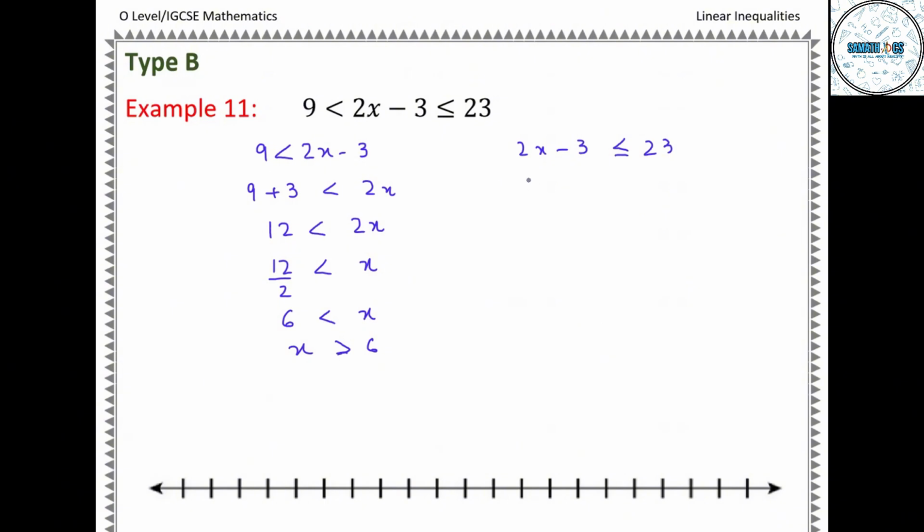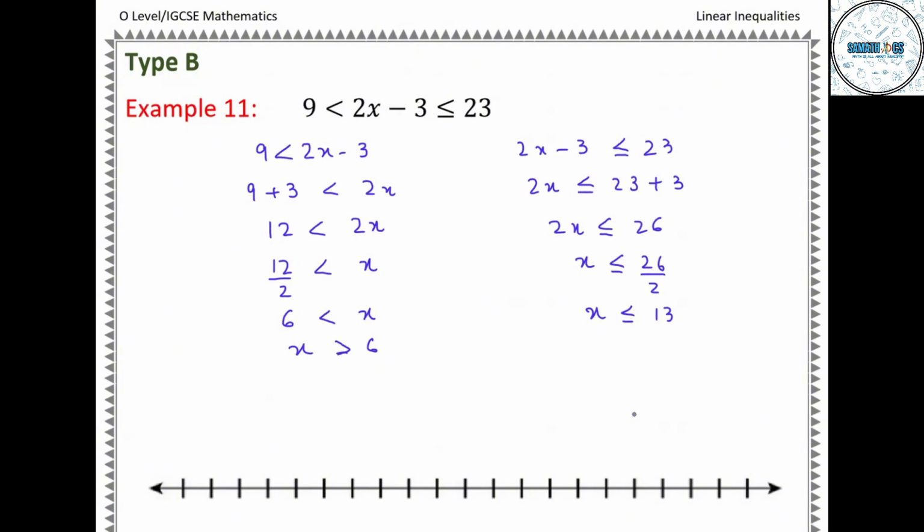Now we can do this. x is less than or equal to 23 plus 3. 2x is less than or equal to 26. Then x is less than or equal to 26 divided by 2. So x is less than or equal to 13.